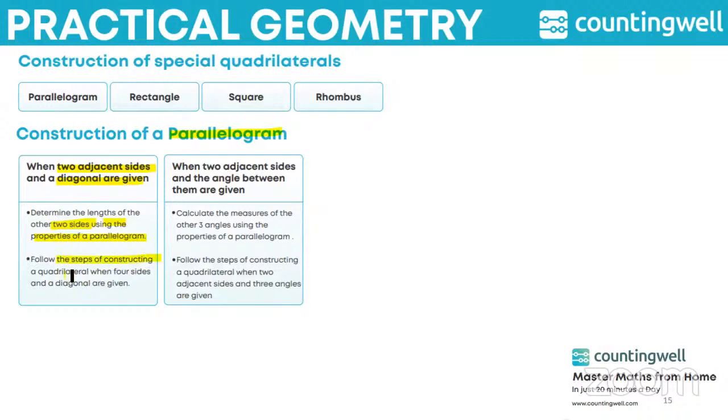Follow the steps of constructing quadrilateral when four sides and a diagonal are given. So you should not think that incomplete information is given for the construction, because here you have to apply the property of parallelogram. And what if the adjacent sides and the angle between them are given? You have to calculate the measures of other three angles using properties, because opposite angles of a parallelogram are equal. You can take those measures as equal, and then you can follow the steps of constructing a quadrilateral when two adjacent sides and three angles are given.